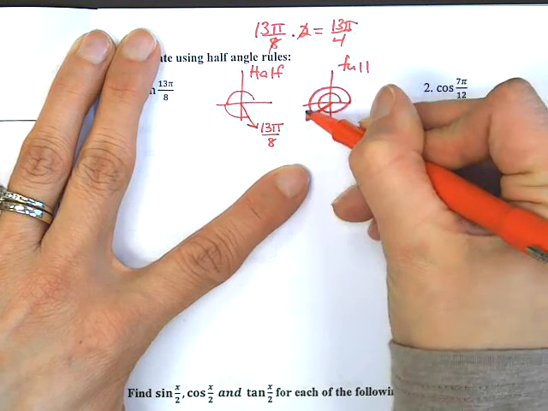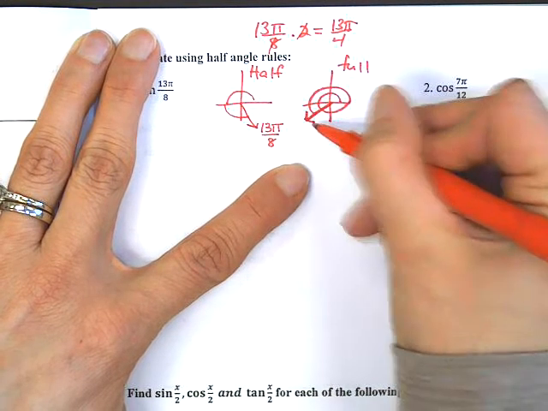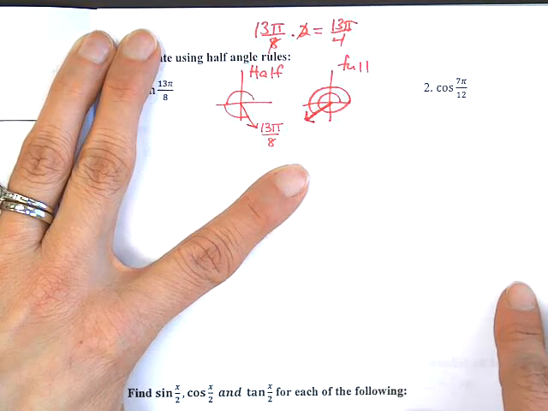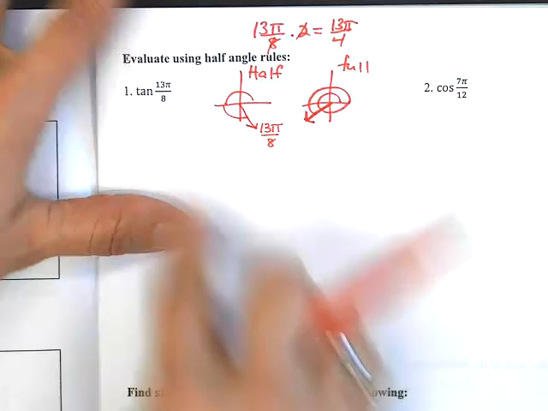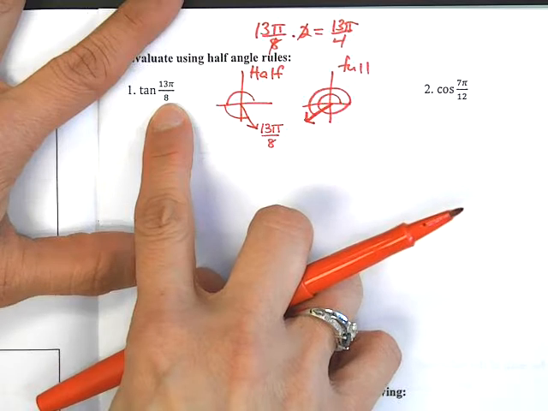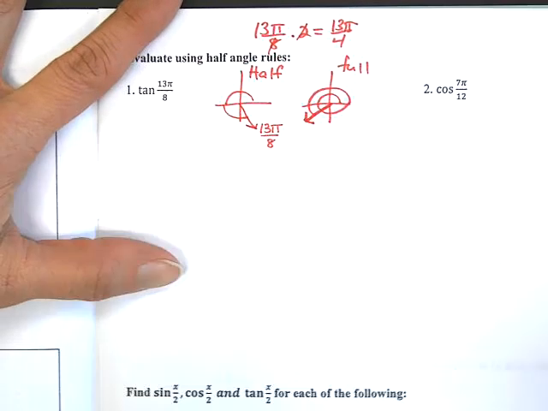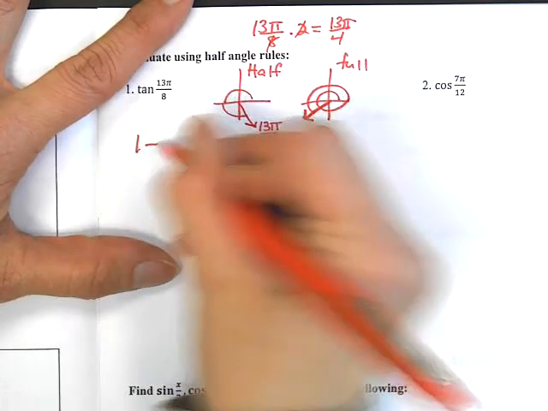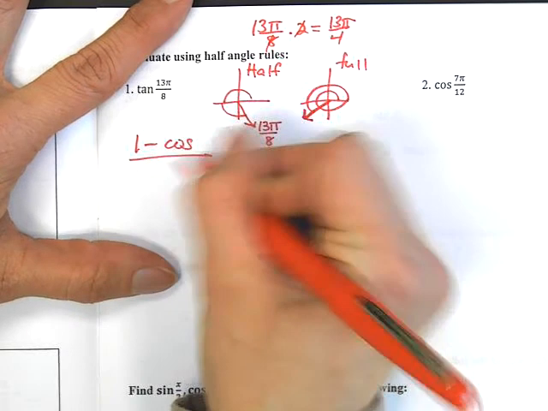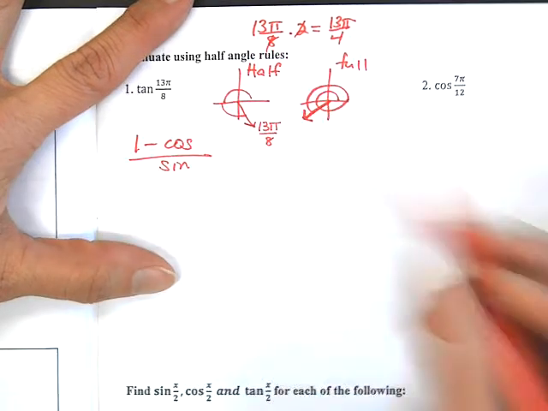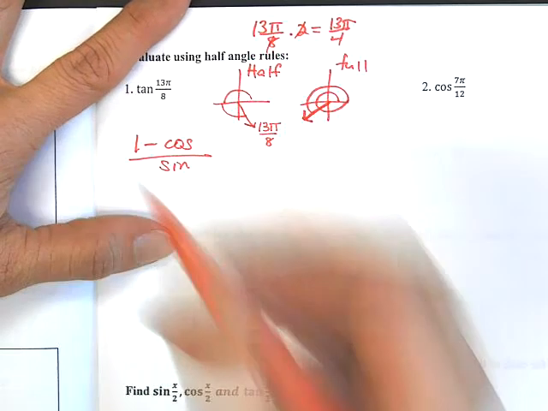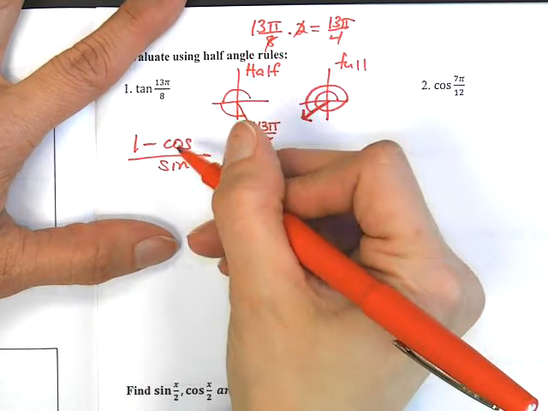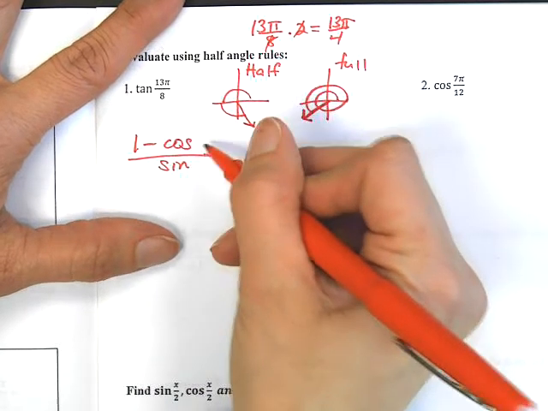Here's the full angle. The full angle is in quadrant 3. Okay. To figure out the tangent, I'm going to use that easy formula: 1 minus cosine over sine. Now, some of you are doing some weird things where you put the answer here. When you say cosine of, you need to put an angle.